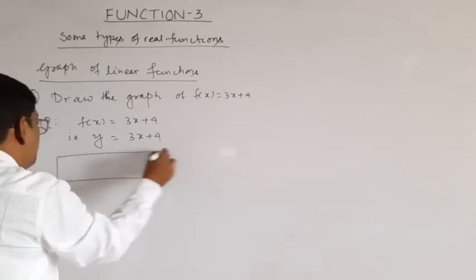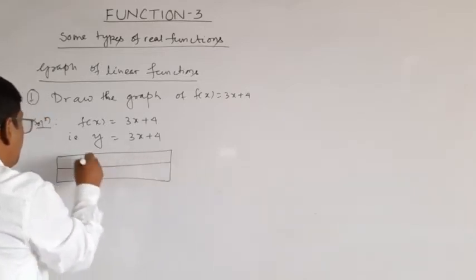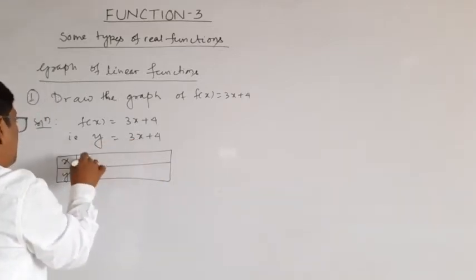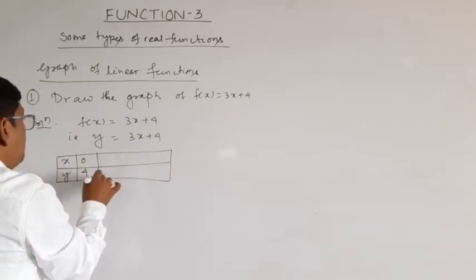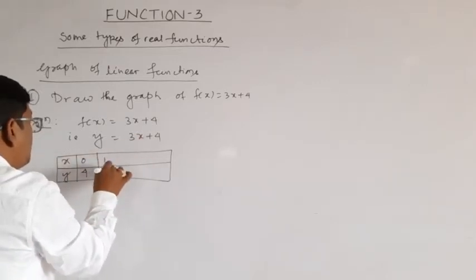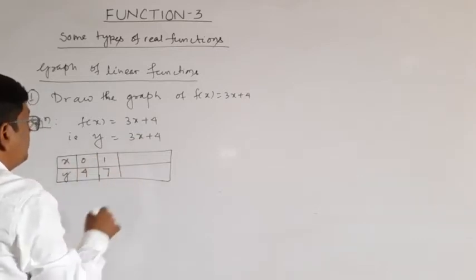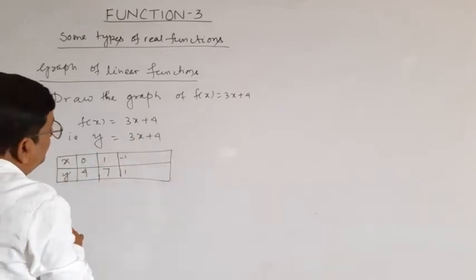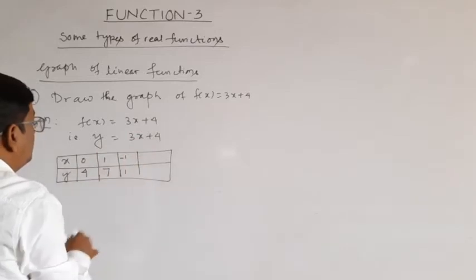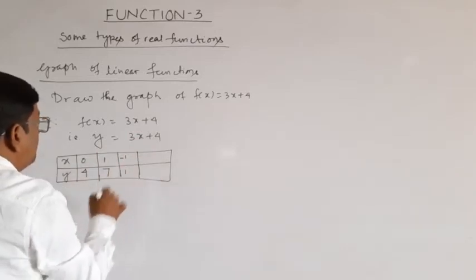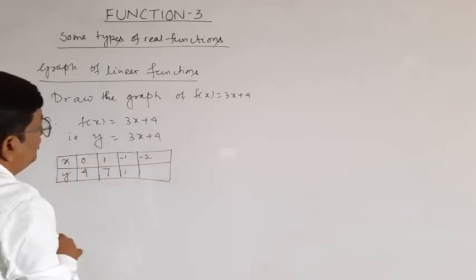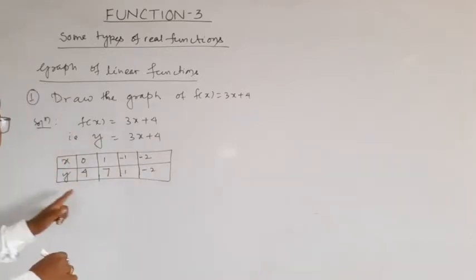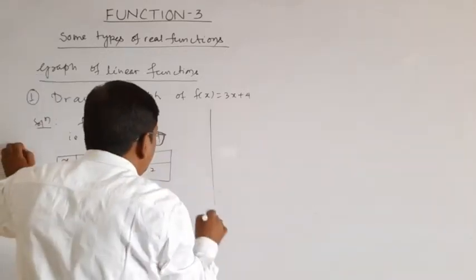Now this is the table for values of x and y. If x is equal to 0, y is equal to 4. If x is equal to 1, y is equal to what? 7. If x is equal to minus 1, y is equal to 1, and x is equal to, suppose, minus 2, that is minus 6 plus 4, this is what? Minus 2. Taking this table, draw the graph.